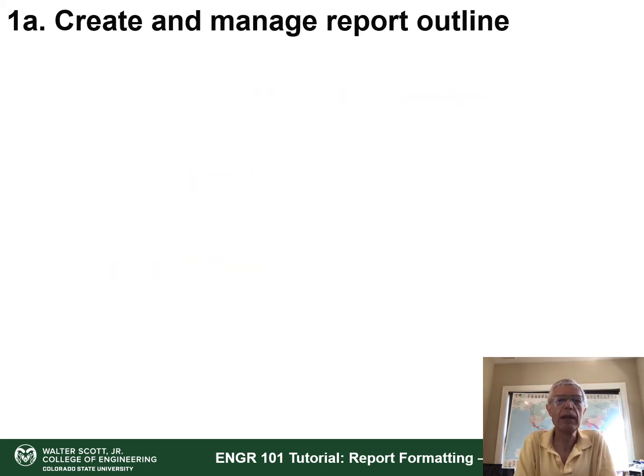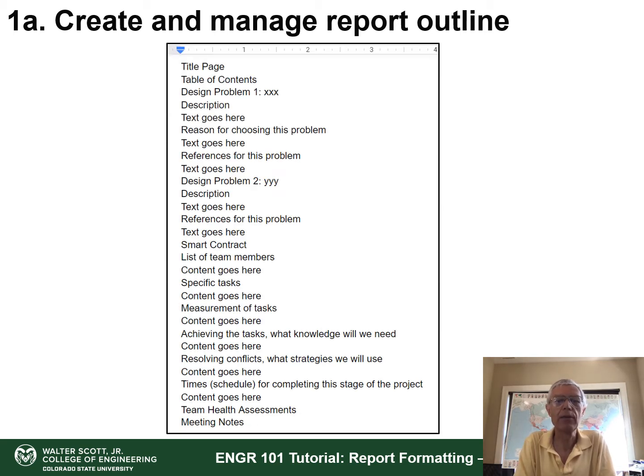So what do I mean by creating and managing a report outline? Take the things that are in the assignment or your plan for all of the content that will be in the report and put it together into a list of each of the different sections in such a way that you could identify the type of font that will be used for each section. So as you can see here, I have sections which I've labeled as description, and I've had sections which I've labeled as text goes here.